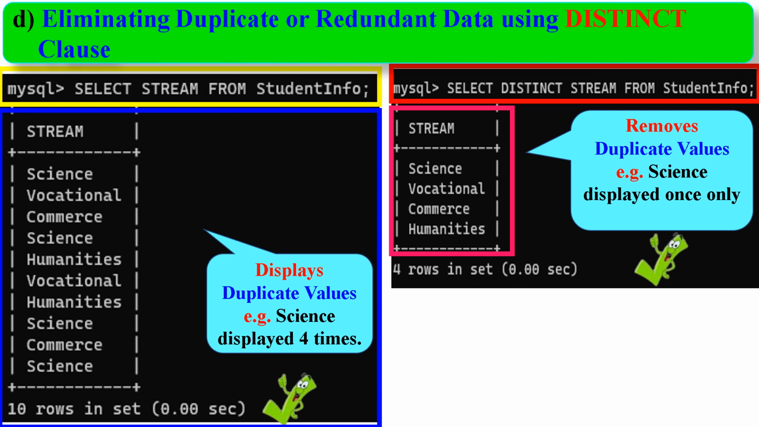Now, we write a query for displaying the distinct contents on the basis of the field stream from student info table. Now look at the red box. In the MySQL prompt, we type the statement, select distinct stream from student info, semicolon. Press the Enter key. What can you see in the display of the pink box? Yes, each stream like science, vocational, commerce and humanities is selected only once. Duplicate values are removed.